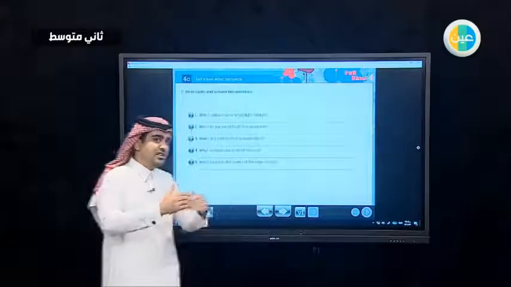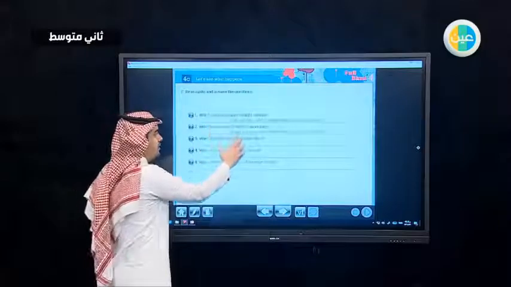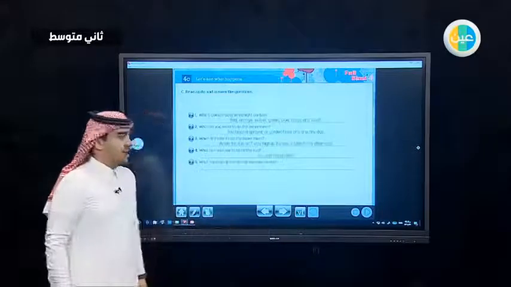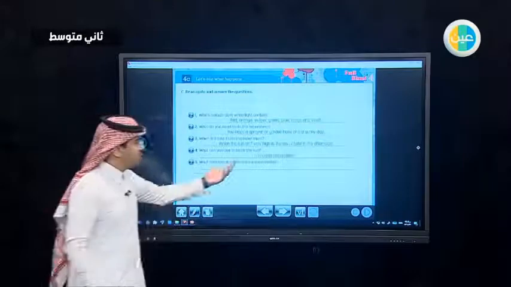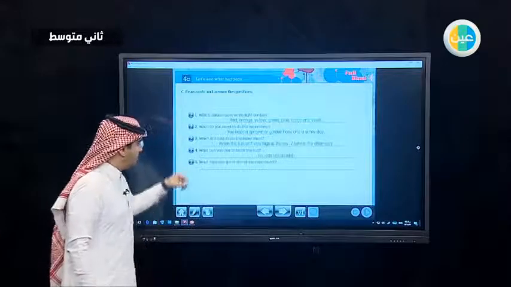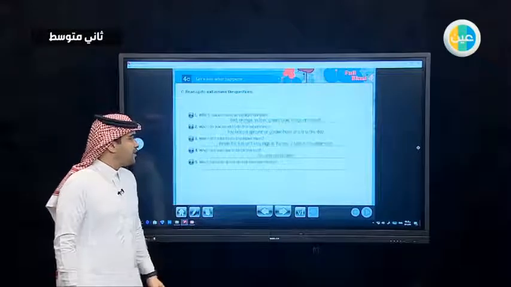So you can see the colors. Number 4, what can you use to block the sun? You can use a plant, for example. You can also say you can use something dark. Number 5, what happens at the end of the experiment?